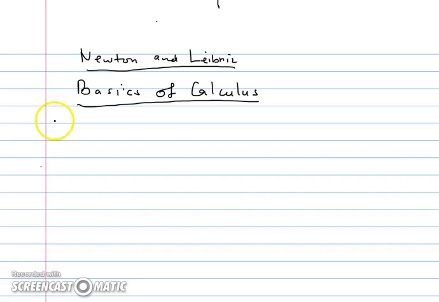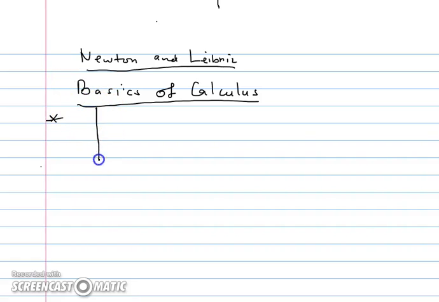Now, as a historical background, the concept started when both Newton and Leibniz were trying to address the issue of area under a curve, where you don't have a regular figure. They tried to think about how they could come up with the area under the curve.